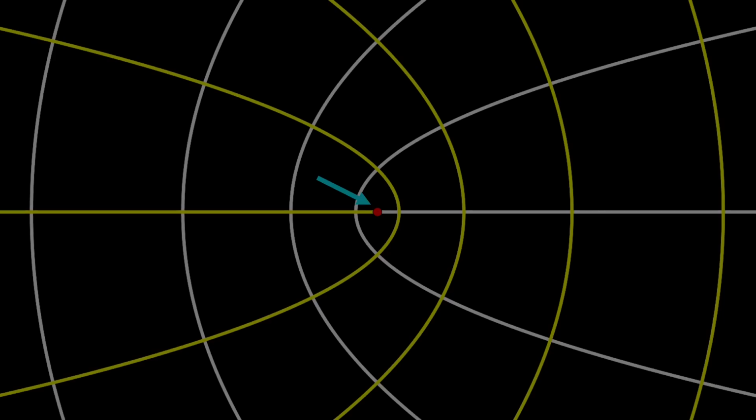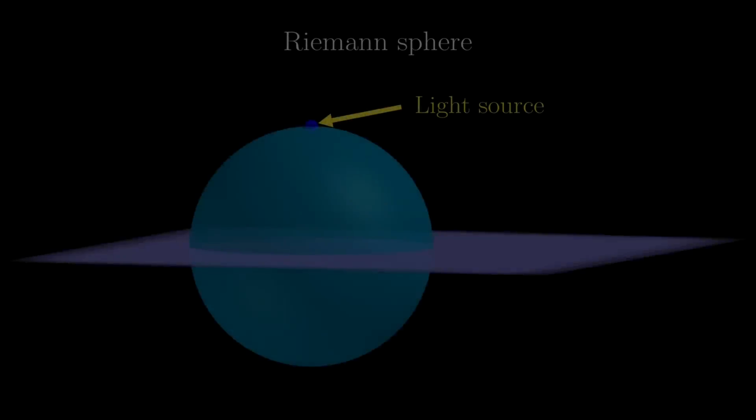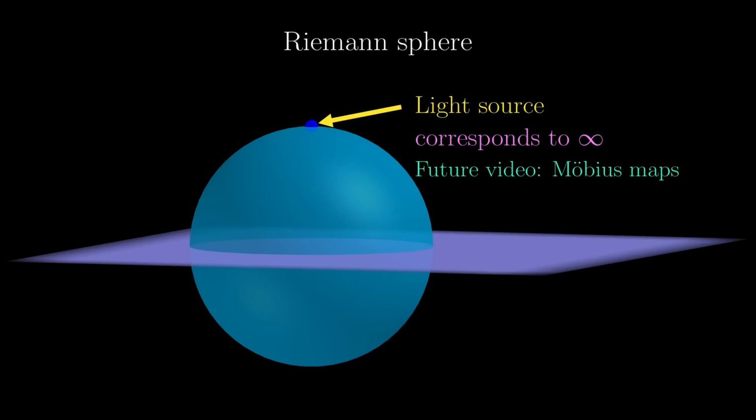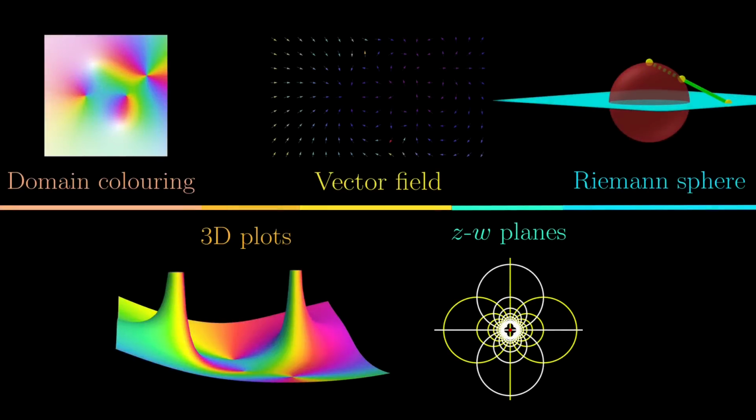However, in fact, angles at the North Pole also double. It's just that this point doesn't correspond to any complex number. But it's a little troublesome to always exclude the North Pole, so we correspond this point to something called infinity, and we can do arithmetic with it in a very precise sense, but that will have to wait until we talk about Möbius maps. So out of the 5 methods, which one do you like the most?